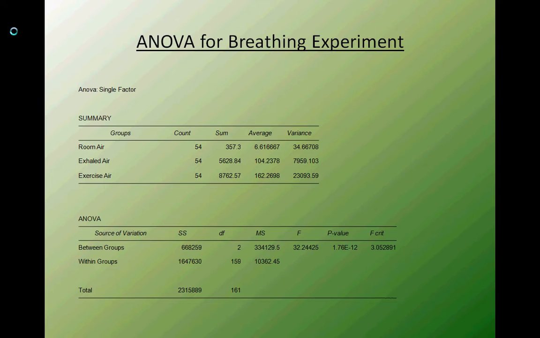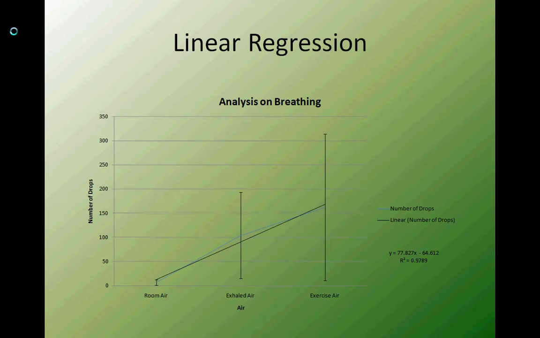An ANOVA analysis was performed for our breathing experiment. The p-value was 1.76 times 10 to the negative 12, showing that it is not due to chance, but statistically significant. A linear regression was also performed on the breathing experiment. There was a very strong correlation of almost 1, which indicates an almost perfect correlation between room air, exhaled air, and exercise air.